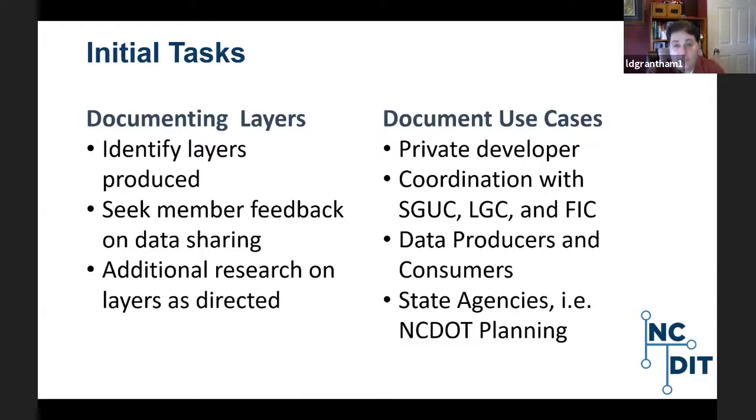We have tried to coordinate with some of the other committees within the GICC. So the State Government Users Committee, the Local Government Users Committee, and the Federal Users Committee as well. Just to see if there were other use cases that they could provide. And like I say, this is very much an ongoing effort. We are about a year into working on it, or about six or 8 months, I guess we should say.